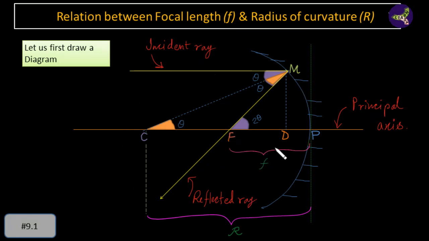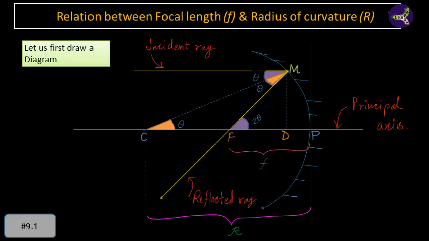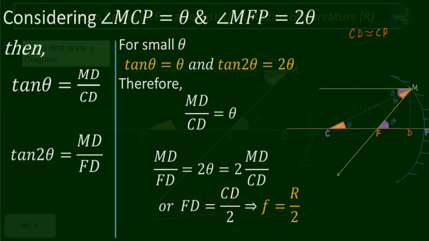So you have to draw this diagram first. Let us draw this diagram, and you have to give some labelling to this diagram: C, F, D, M, P. In this manner we have to give the labelings. Now let us do the derivation for this.